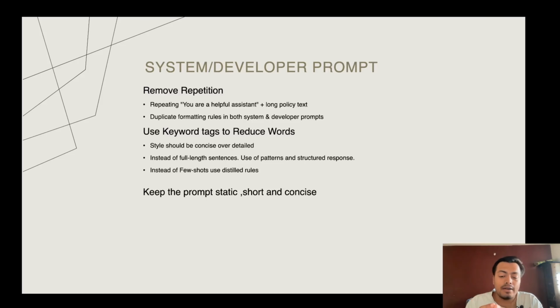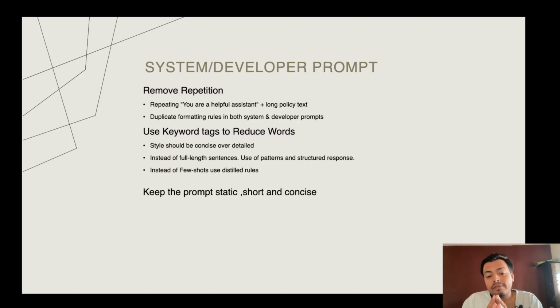The LLMs are smart enough to understand. We don't want full-length sentences. Even while setting up as per use cases, we want it to be concise and not full-length sentences. Whenever we can, we should be concise and use patterns and structured responses. It is saving our input tokens.